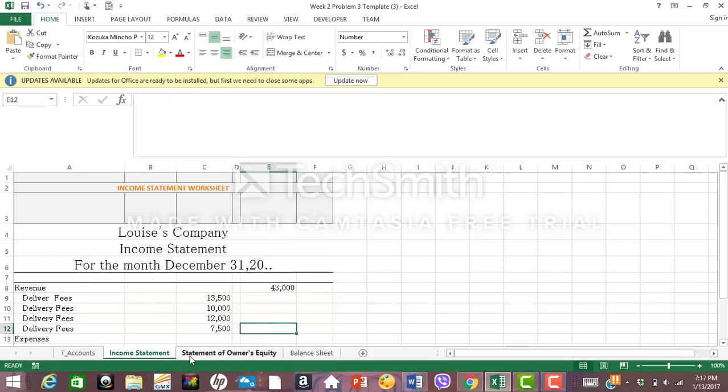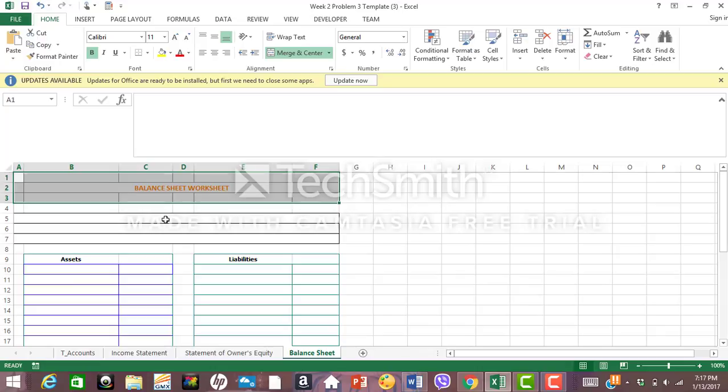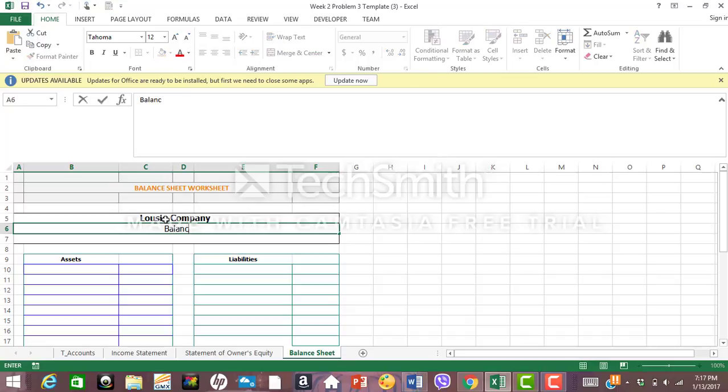All right, then we have the balance sheet, and the balance sheet is the same thing. So we have Louise's company, and then the balance sheet, and a balance sheet is only for one day, as of December 31st. And then as far as assets, we have cash and accounts receivable.